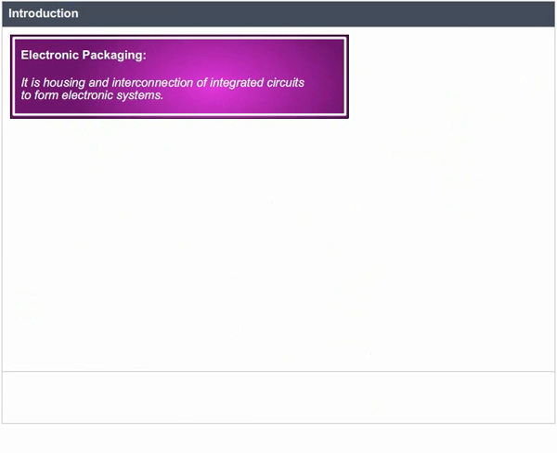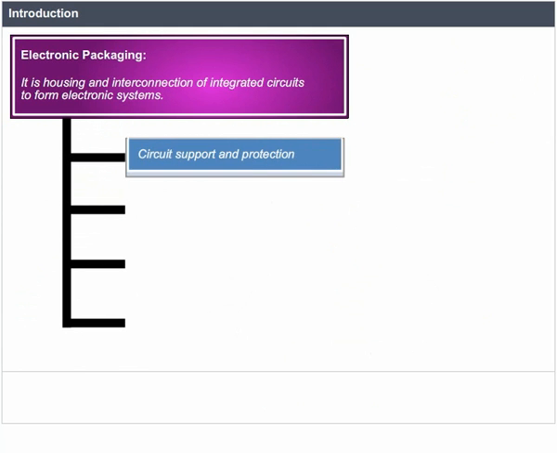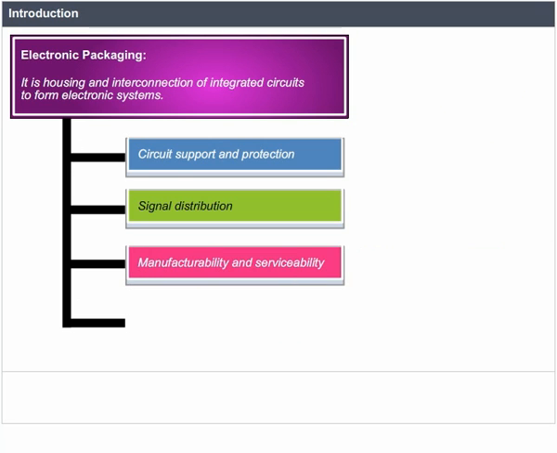Electronic packaging is the housing and interconnection of integrated circuits to form electronic systems. It provides circuit support and protection, signal distribution, manufacturability and serviceability, and power distribution.